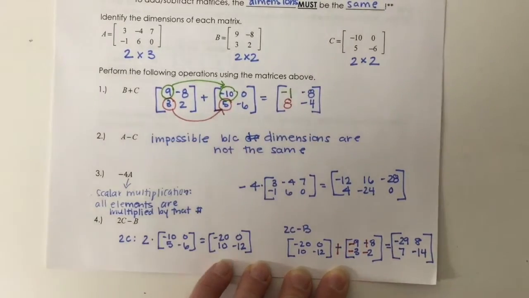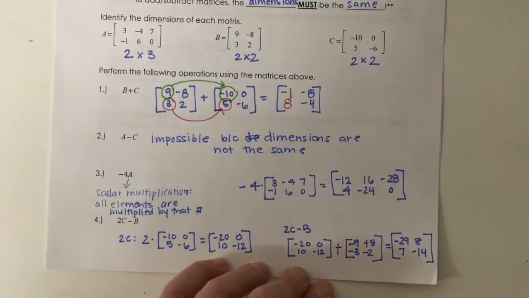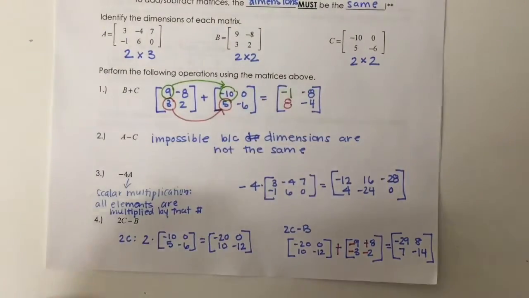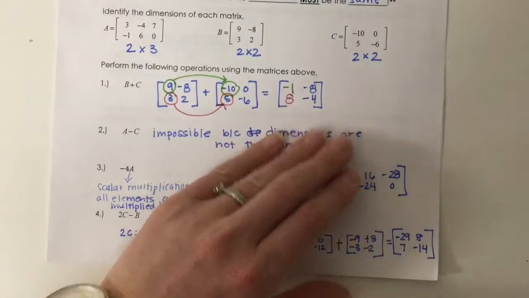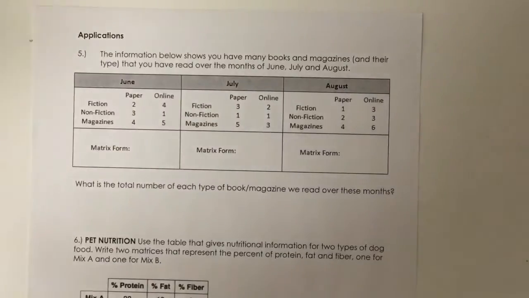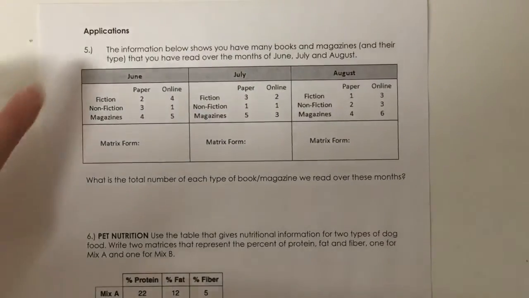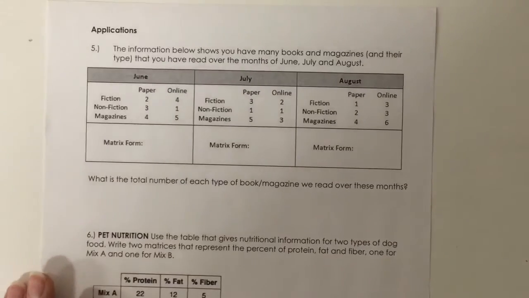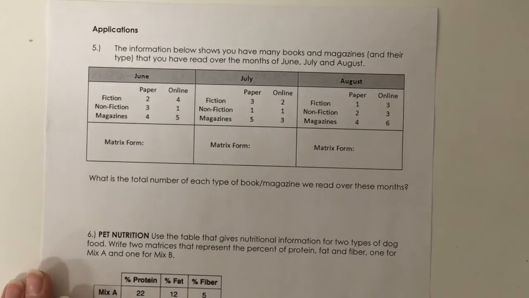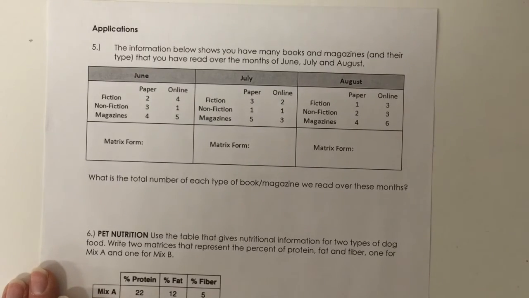Great. You now understand the basic operations of matrices. So let's look at some applications here. As you turn to the back side of your notes, the first application is the information below, which shows how many books and magazines, and their type, that you have read over the months of June, July, and August.